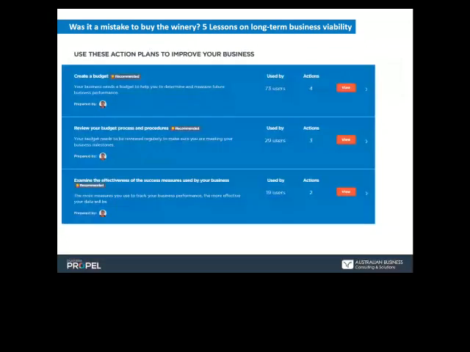So as I mentioned, action plans to improve your business. You can see, depending on what you've searched, for example, create a budget, you can add this action plan. It will tell you who's actually prepared this action plan, and it will keep you to completing the tasks underneath these actions.